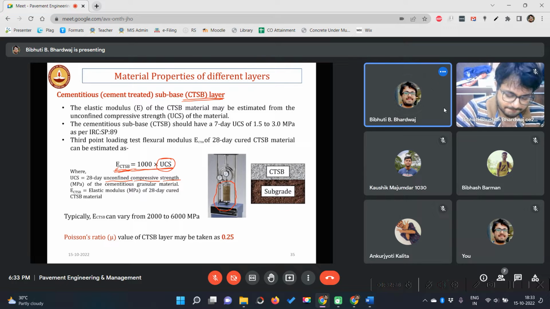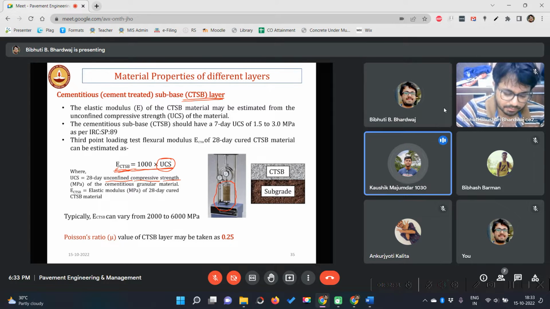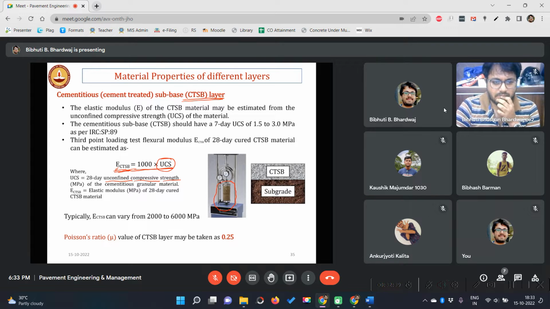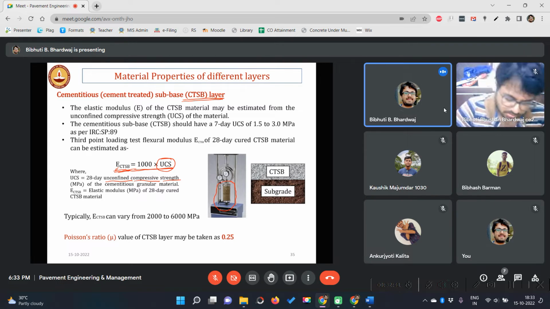Have you? No, sir. There is an apparatus, and the final year students who get it as their project use it, but we do not have it in our syllabus of fifth semester. Okay. Anyway, this value can be found out like this, and the Poisson's ratio is 0.25.